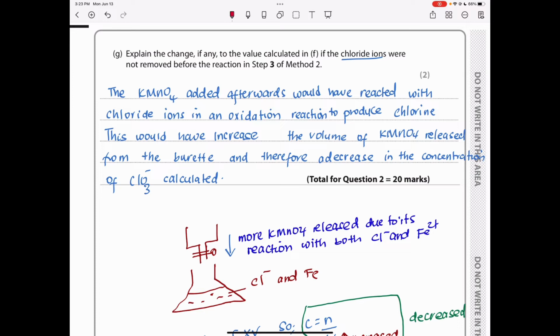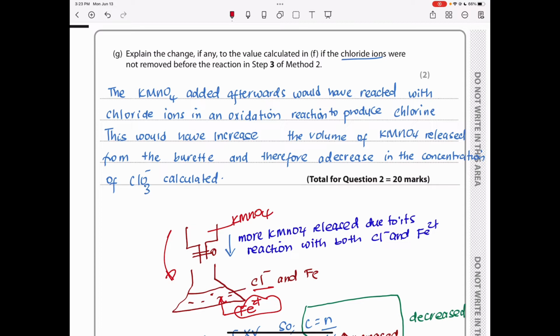So it means the manganate, which is in here, in the burette, would have reacted with two things that are already in the conical flask. Remember, we would have iron 2 as well as chloride. These two would both react, leading to more volume of manganate being required from the burette. So we would overestimate the volume used up, and therefore give us a wrong estimate of the number of moles.